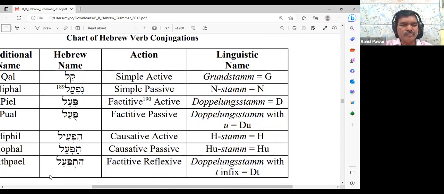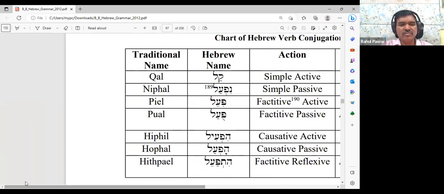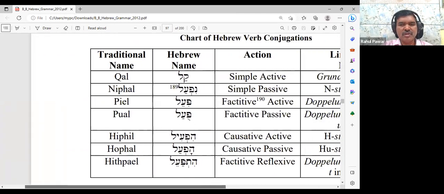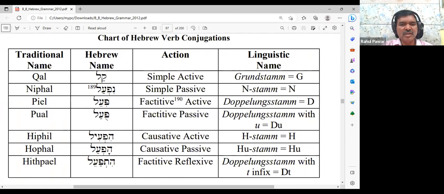Now, see this chart. Here the action is given: Kal, simple active; Nifal, simple passive. Kal is called a G stem. This is the German linguistic name Grundstamm, that is G stem. Then Nifal, N stem, simple passive. Piel, factitive active, sometimes called intensive active, and this is D stem.